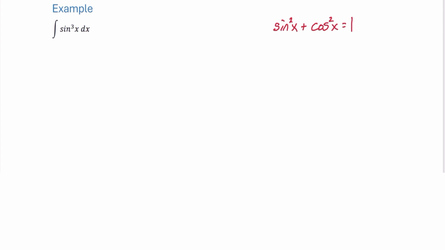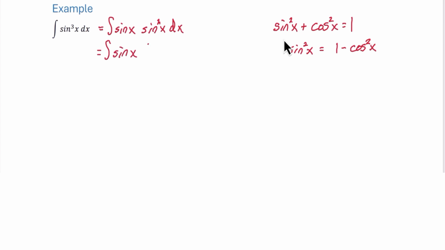Let's rewrite this original integral and factor out a single sine x, which means we then have sine squared x dx. We can rearrange the trig identity over here to get sine squared by itself. Sine squared x is 1 minus cosine squared x, which means we can rewrite the original now as sine x times 1 minus cosine squared x dx.